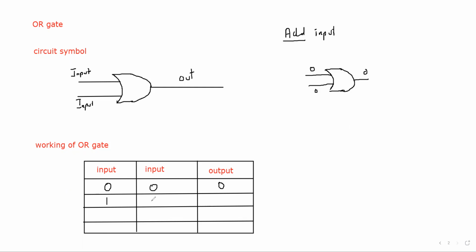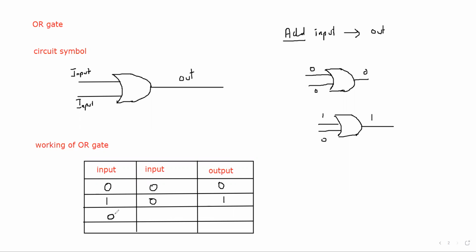If one of the inputs is 1, another one is 0, 1 plus 0, because we add the inputs to get the output. So 1 plus 0, we will get 1. What is the meaning? It means if one of the inputs is high and another one is low, this logic gate will allow the current to pass through it, so the output will be high.